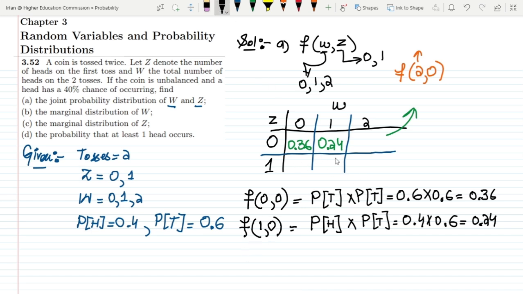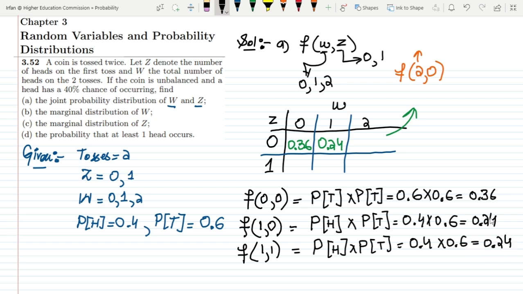Now this one, F(1,1), is saying that in the first trial we have 1 head, and the total number of heads after the two trials is equal to 1. So in the first trial we have a head, while in the second one we have a tail. Let me write their probabilities: 0.4 and 0.6, so it would be 0.24. Let me write the value here: 0.24 here as well.